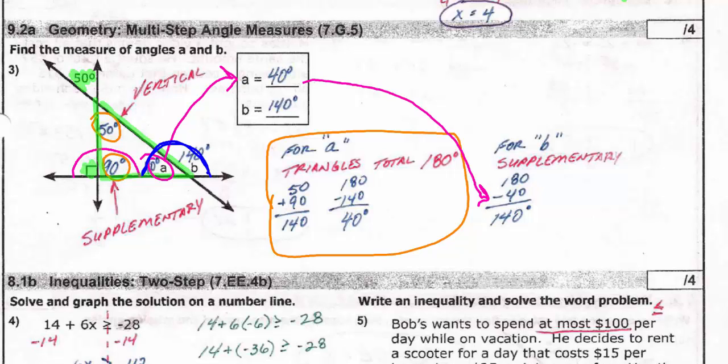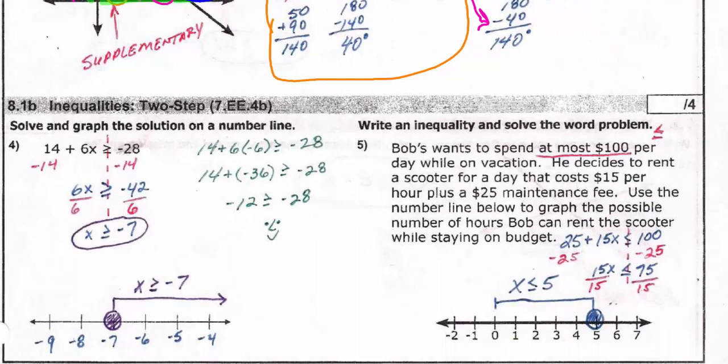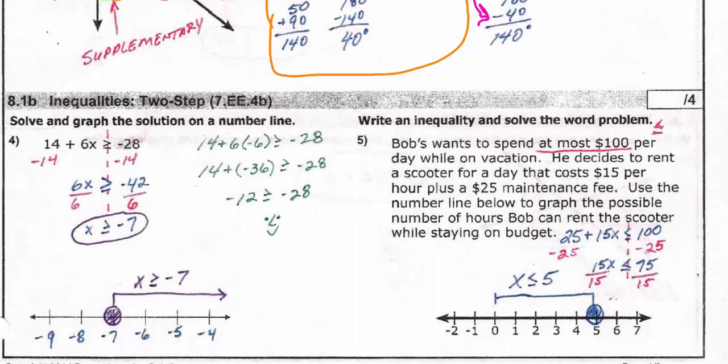And since those are supplementary angles, 180 take away the 40 we got for A gives us the 140 for B. All right, on to problem number 4. So on problem 4, once again, we're doing 2 steps.